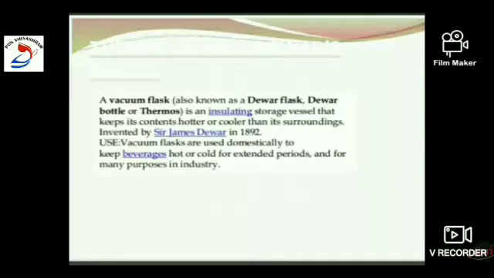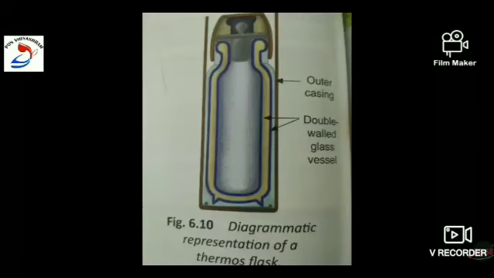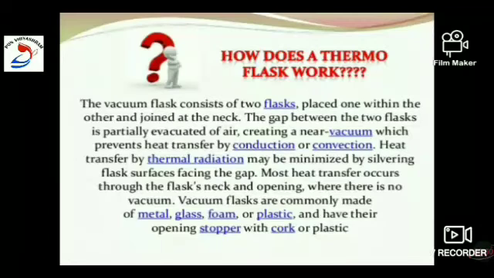A vacuum flask, also known as Dewar flask, Dewar bottle or thermos, is an insulating storage vessel that keeps its contents hotter or cooler than surroundings. Why is it named as Dewar flask? It was invented by Sir James Dewar. Here is a diagrammatic representation of Thermos flask.